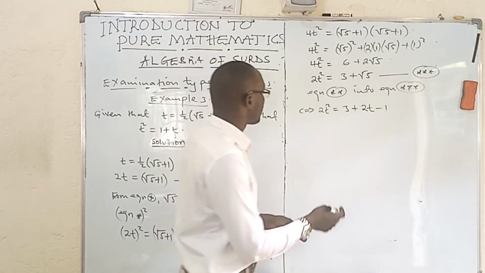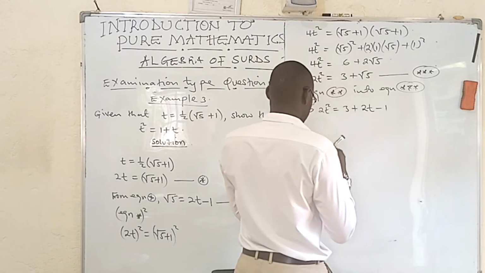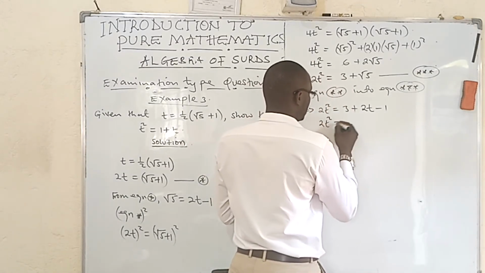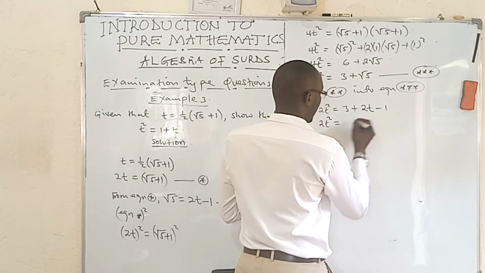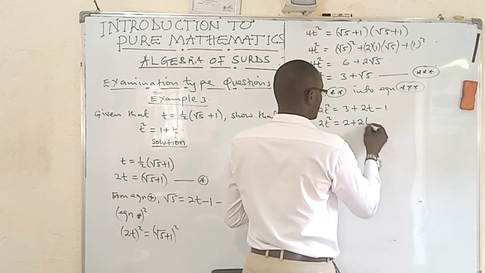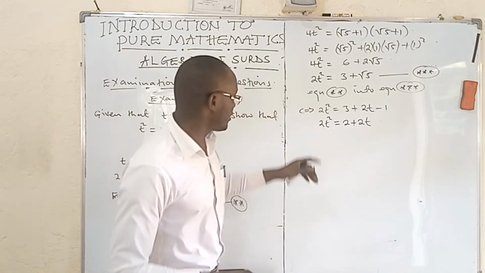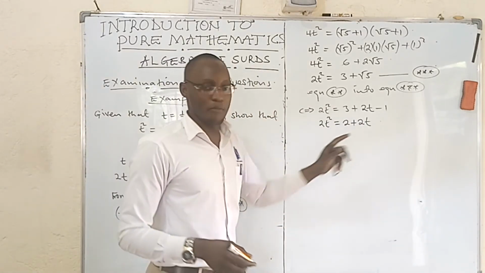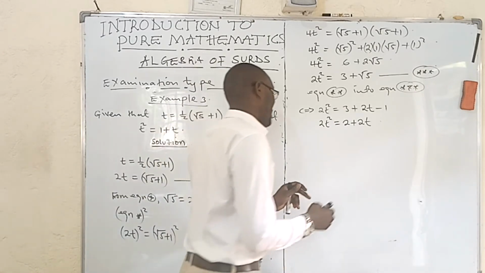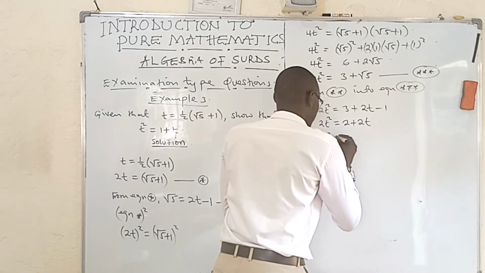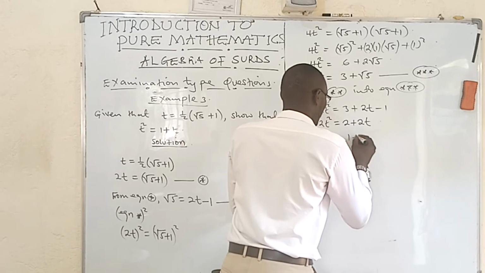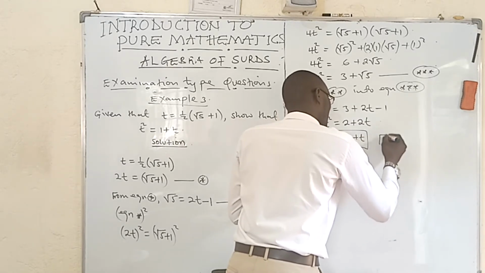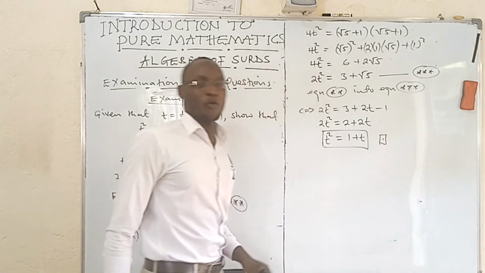So in this kind of arrangement, this is what we are going to get. We are now getting a 2t squared equivalent to 2 plus 2t. Okay, I'm seeing a common factor. We can divide through by 2. When we divide through by 2, dear viewers, we are just getting to the answer, 1 plus t, exactly as the examiner needed it, as required.